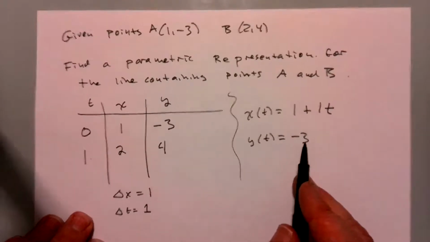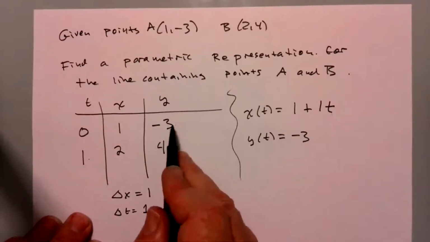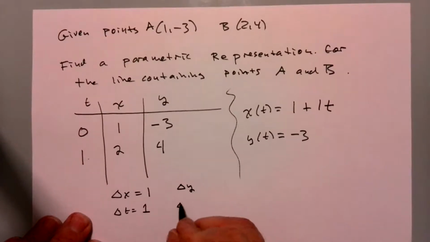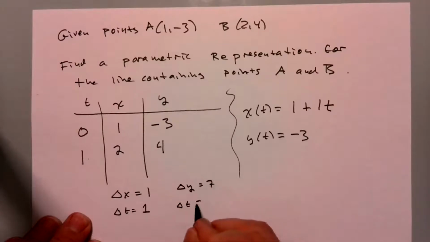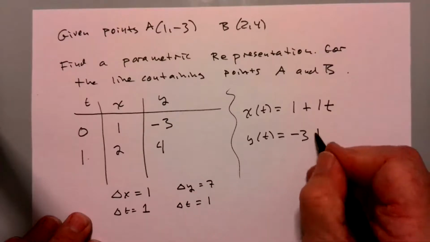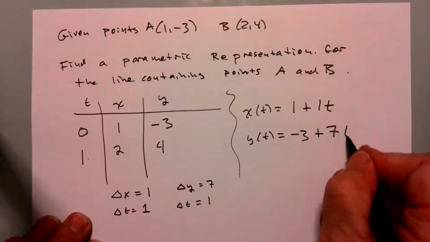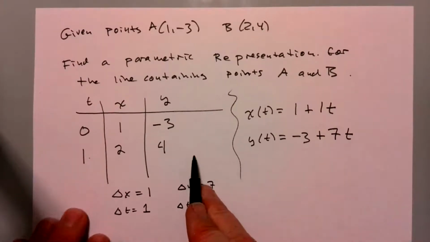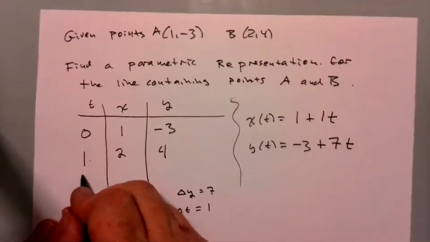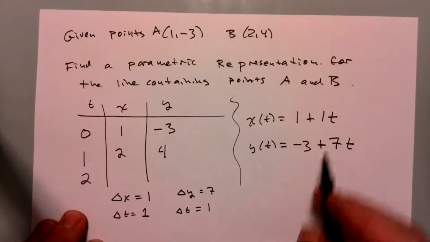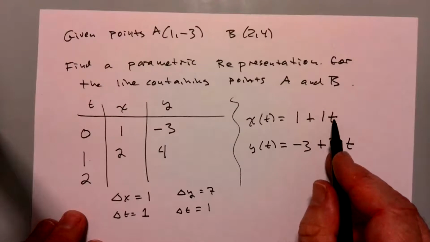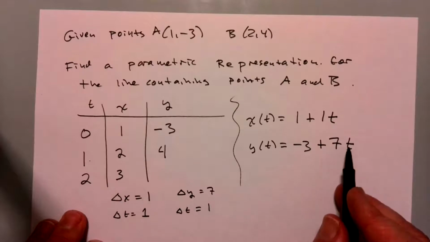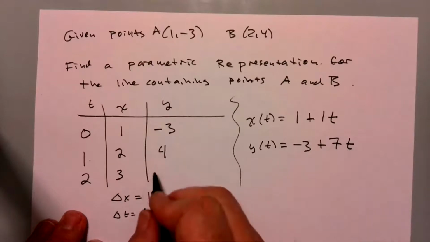Now, what's my change in y from -3 to 4? Starting at -3, going to 4, that change is 7. And my change in t is 1. So hopefully you can see that if I do -3 plus 7t, now when t is 1, -3 plus 7 times 1, we're at 4. And I might as well add one other point. If t is 2, 1 times 2 is 2, plus 1 is 3. And if t is 2, 7 times 2 is 14, minus 3 is 11.